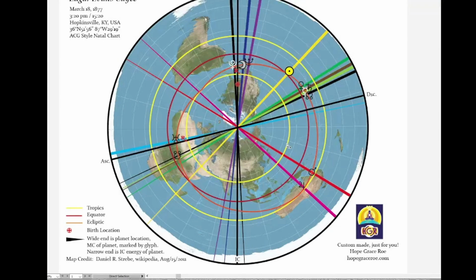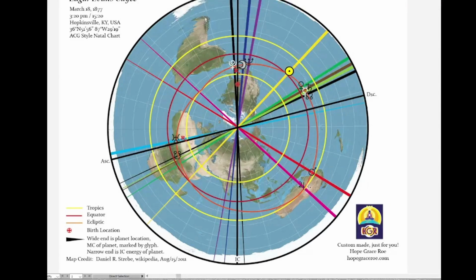So just like the chart that I've been showing you this whole time, I put the chart behind the map. I placed the planets there, and then I put them within the tropics, and then I made sure that they were placed on the ecliptic, the orange line. And like I was showing you just now in the other maps on the other software, the zenith, MC of the planet, I have the thicker line, and then the narrow end is the IC energy of that planet. So this is just kind of easy to see because it's not jumbled up because the planets aren't in conjunction here.